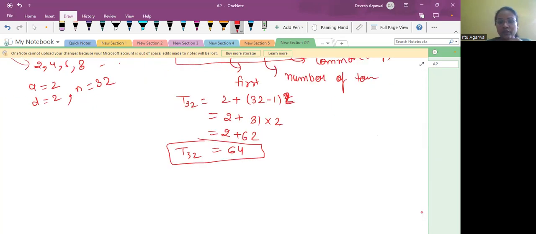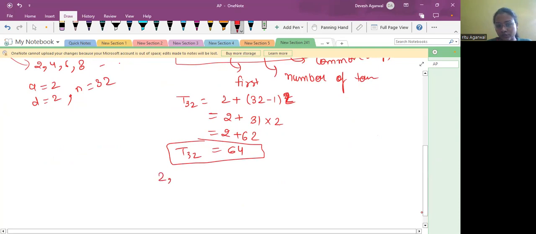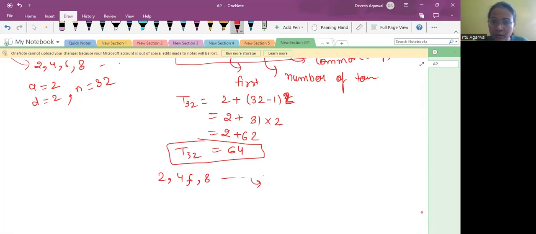Next one is if we are talking about 2, 4, 6, 8, and so on, and someone asks me, tell me the sum of 10 terms of this AP. There are so many terms in this AP, but what will we do? We use the formula for the sum of n terms, that is Sn. Sn is n by 2 bracket 2a plus n minus 1 into d.